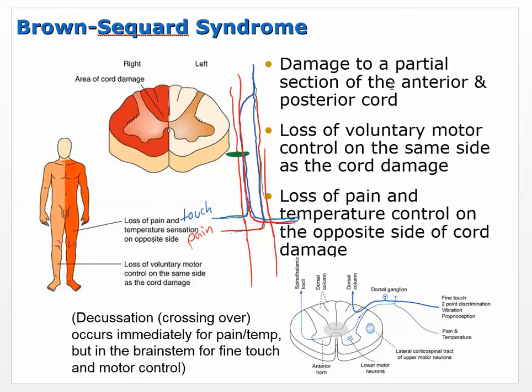So damage to a partial section of the cord causes loss of voluntary motor control on the same side, because your motor control crosses over later, but loss of pain and temperature sensation on the opposite side of the cord.